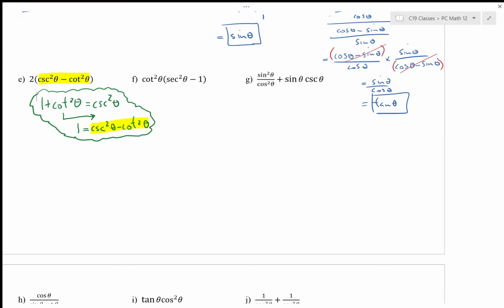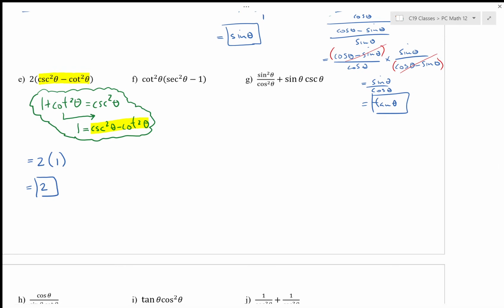So you can see that my next line in the actual solution would be equal to 2 times 1, because cosecant squared theta minus cotangent squared theta is equal to 1, which leaves me with the number 2. So it could end up as a constant in these questions. It doesn't have to be a single trig function. It could just be a number, or it could be a trig function with a number, like cosine theta plus 5 or something like that. Okay, that's that one.